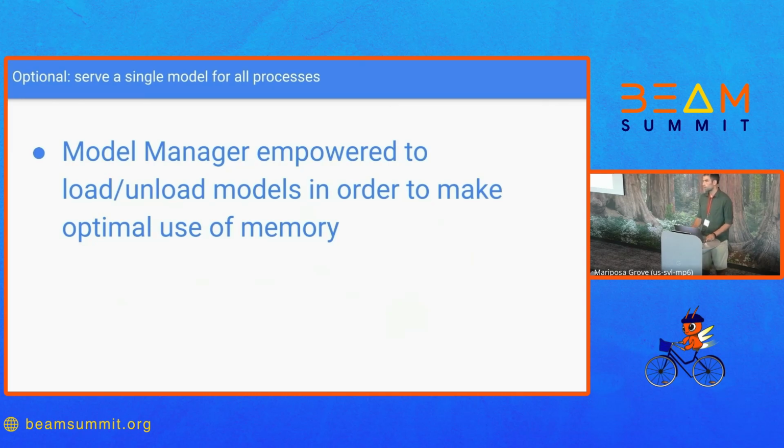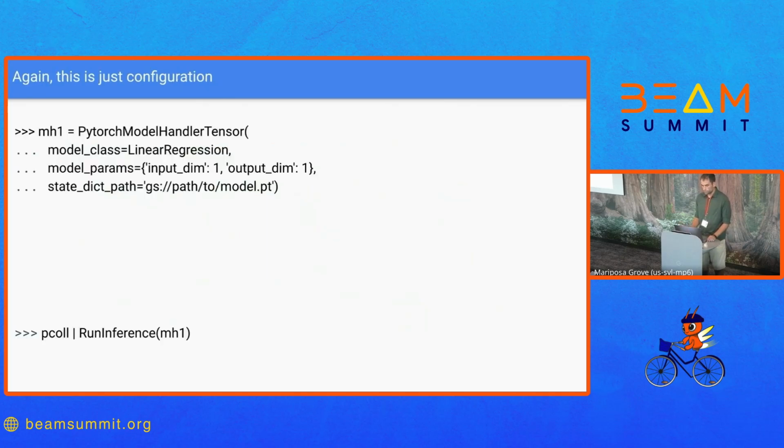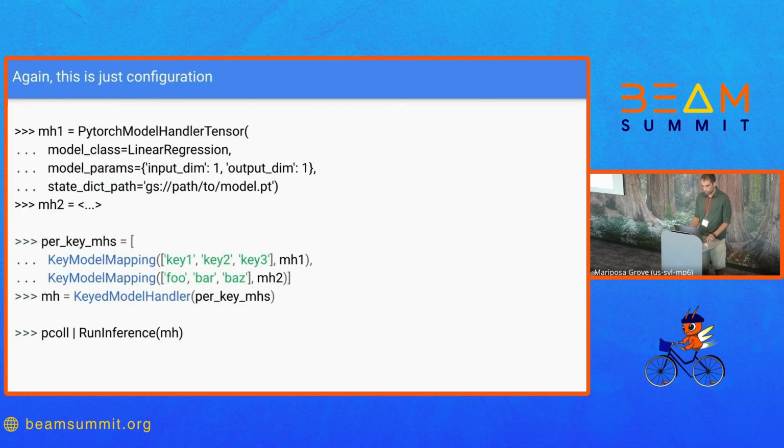And all you need to worry about is defining which models you want to map to which records. So again, this is just configuration. This is our basic model handler example, again, with nothing special and just a single model. If you want to change this to the per key model, like I mentioned, all you have to do is add a second model handler for whatever model you want. That's model handler 2 here. And then define your per key mappings.